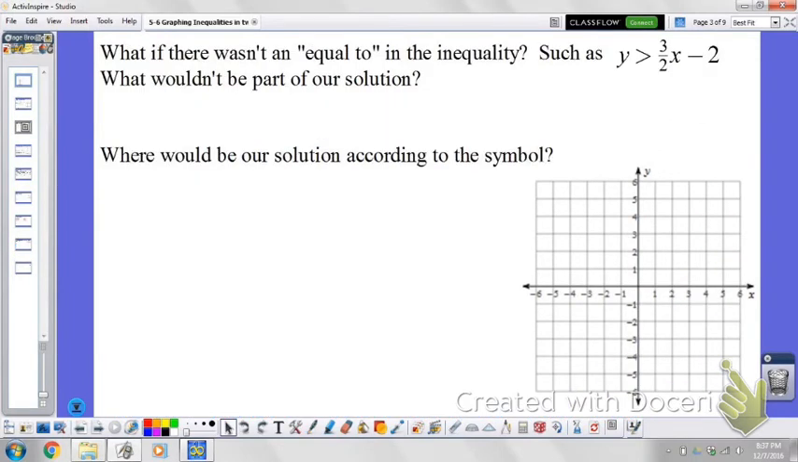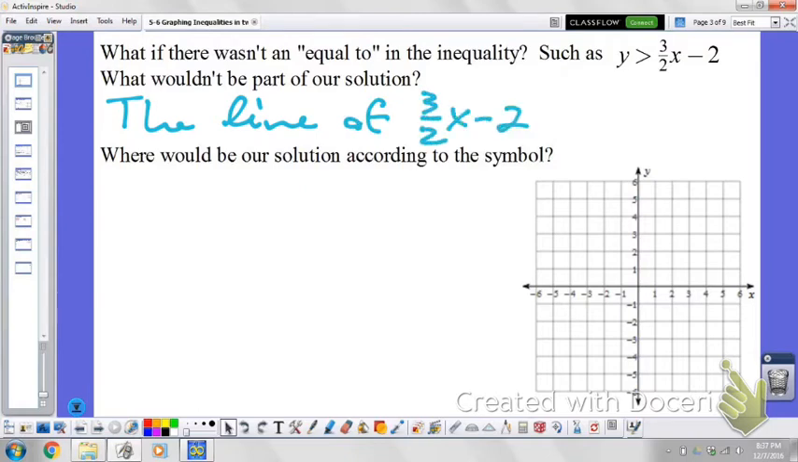This time we have y is greater than 3/2 x minus 2. Notice this is just a greater than. It doesn't have the equal to part. So what if there wasn't an equal to in the inequality? What would be part of our solution? Well, the equal to part of our solution in the previous inequality was the line. So what would be part of the solution? The line of 3/2 x minus 2. So that's not going to be part of our solution.